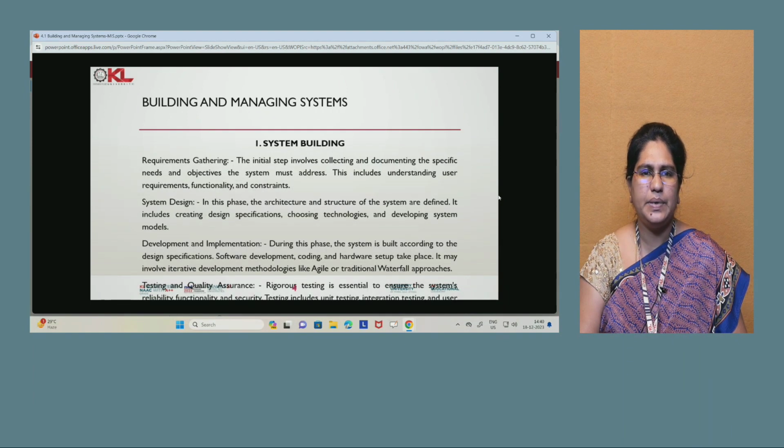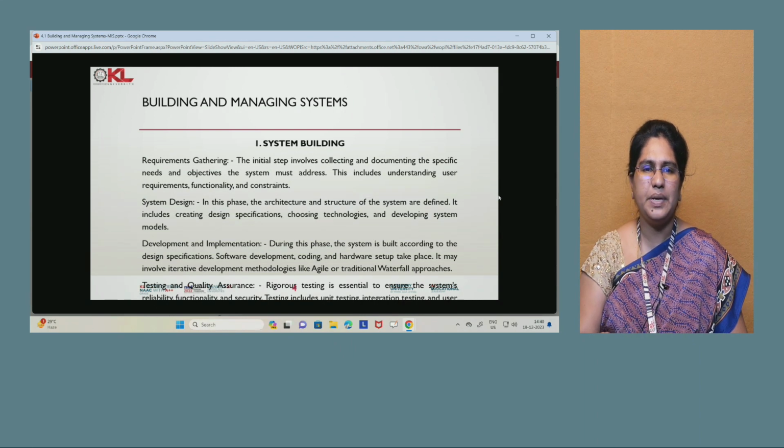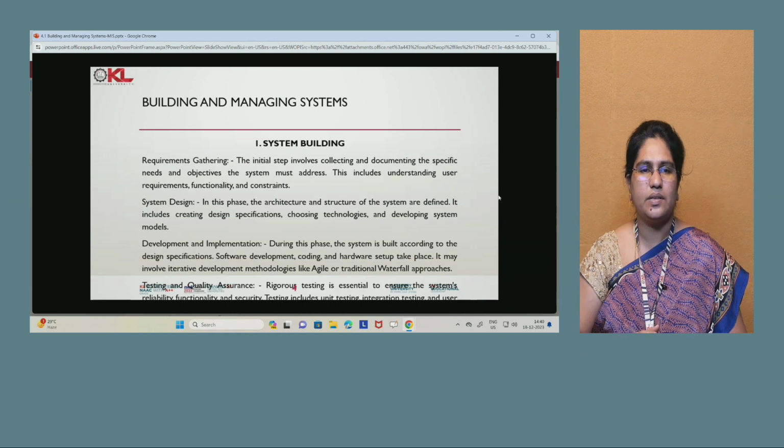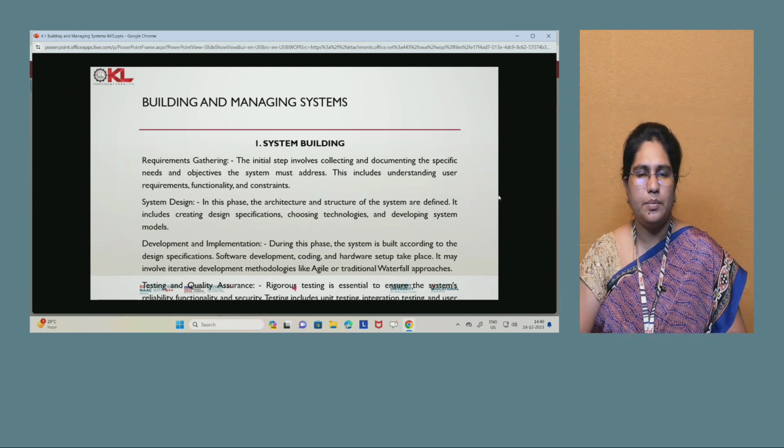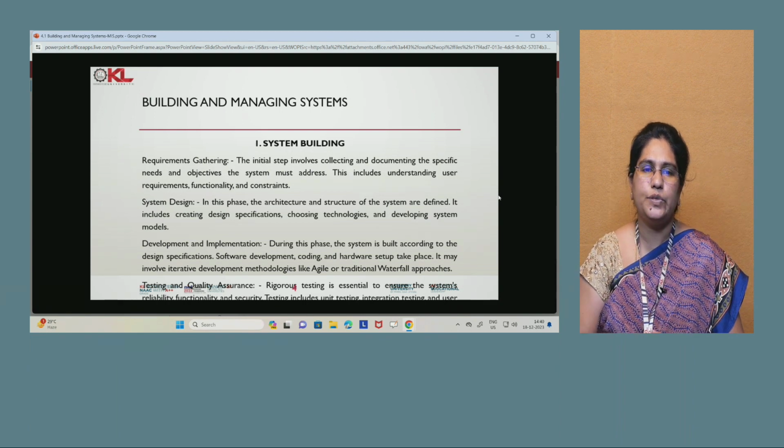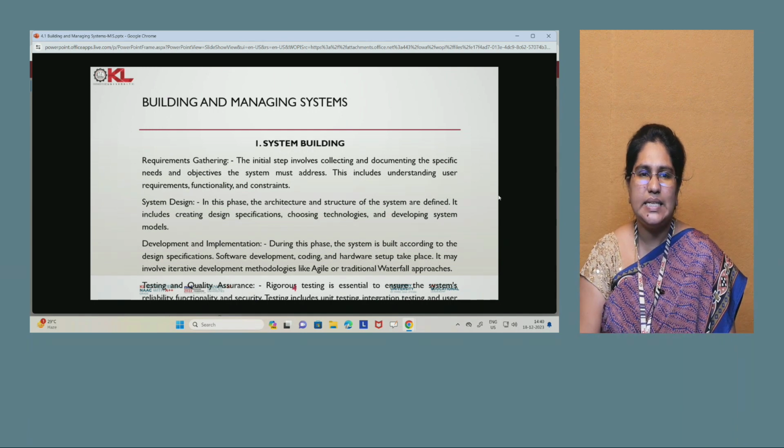So what is building and managing the system? First is requirements gathering. Initially, system building takes requirements gathering. If we plan to construct a project or anything, it is the initial step, which involves collecting and documenting the specific needs and objectives of the system. This includes understanding the user requirements, functionalities, and constraints as well.